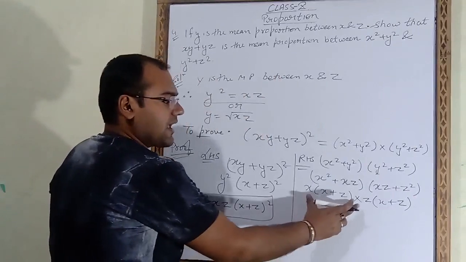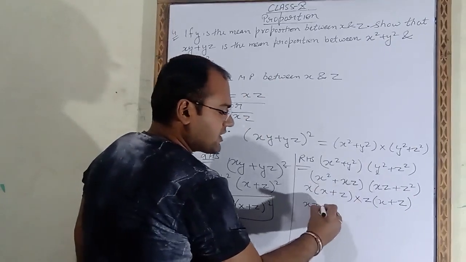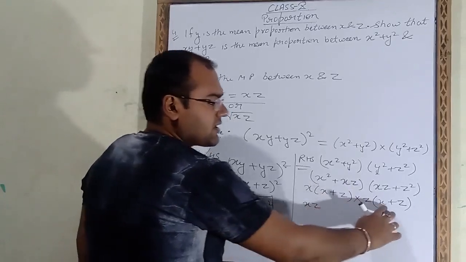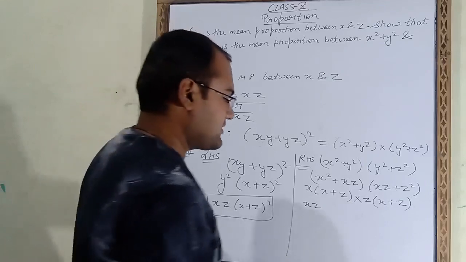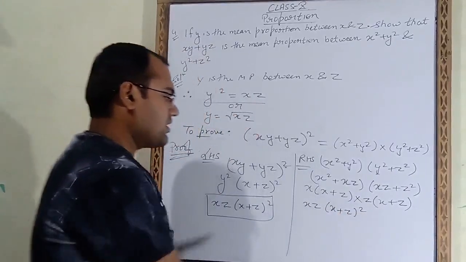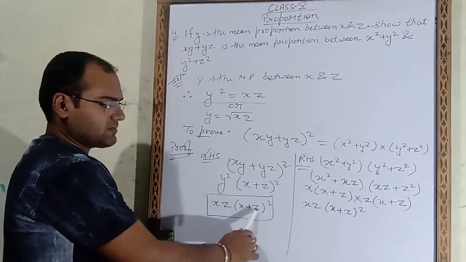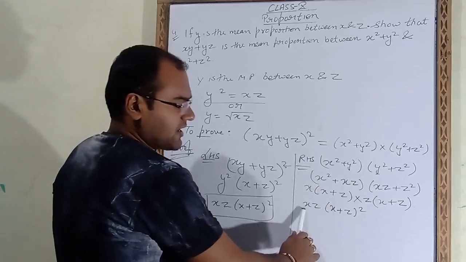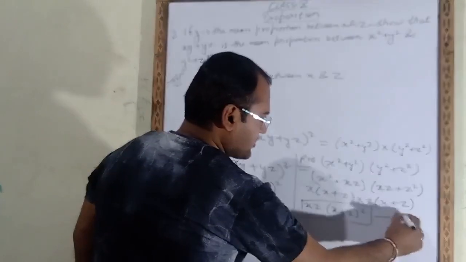Now x into z, these two terms are outside the brackets, so x into z will be xz, (x plus z), (x plus z). When we multiply these two terms, (x plus z) multiply (x plus z), this will become (x plus z) whole square. Now you can check both sides. Left hand side answer is xz bracket (x plus z) whole square. RHS answer is xz bracket (x plus z) whole square. So this is equation number 2.